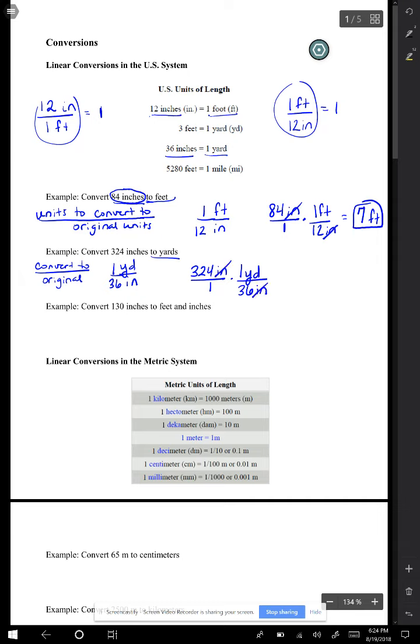The inches over inches can divide out. So I have 324 divided by 36, and 324 divided by 36 is 9, and I'm left with the unit of yards, so 9 yards.